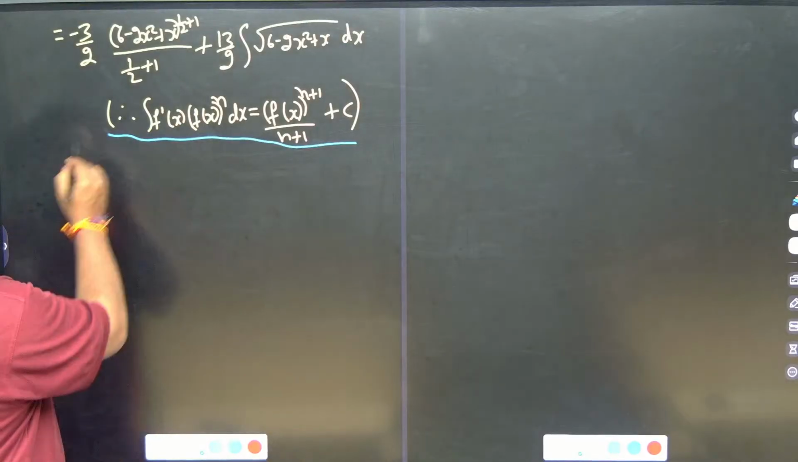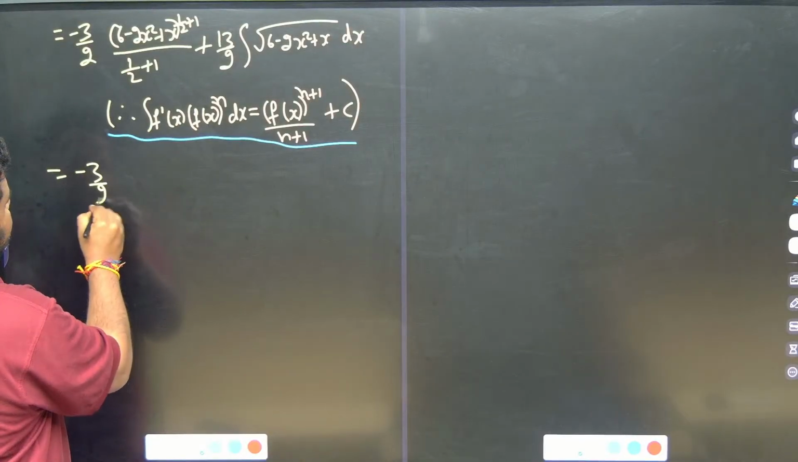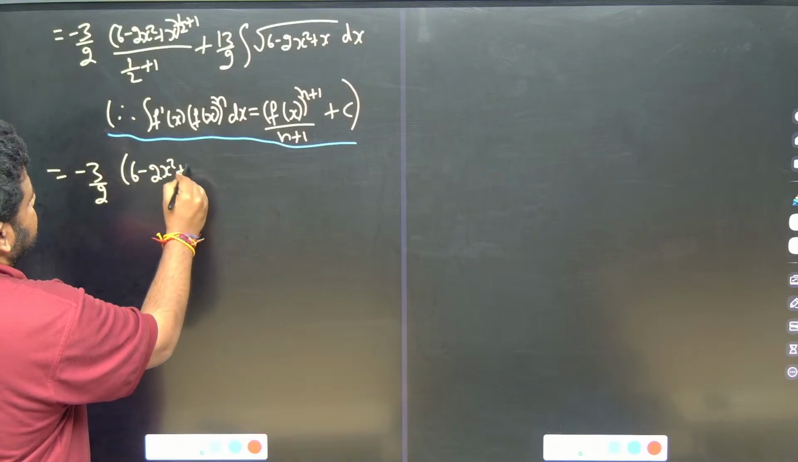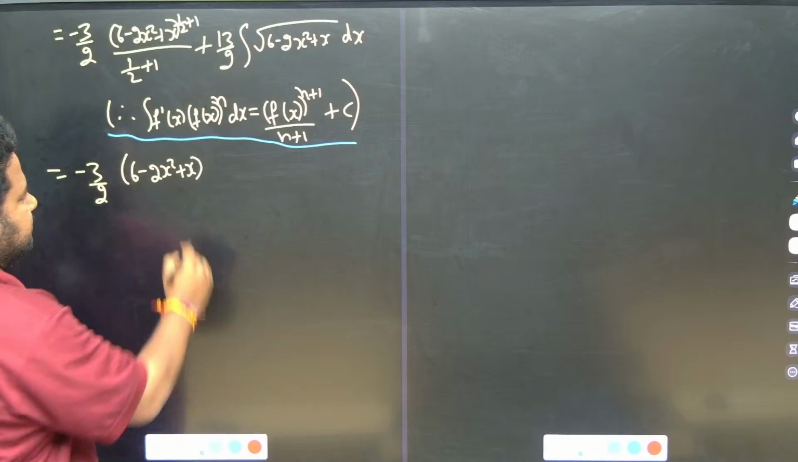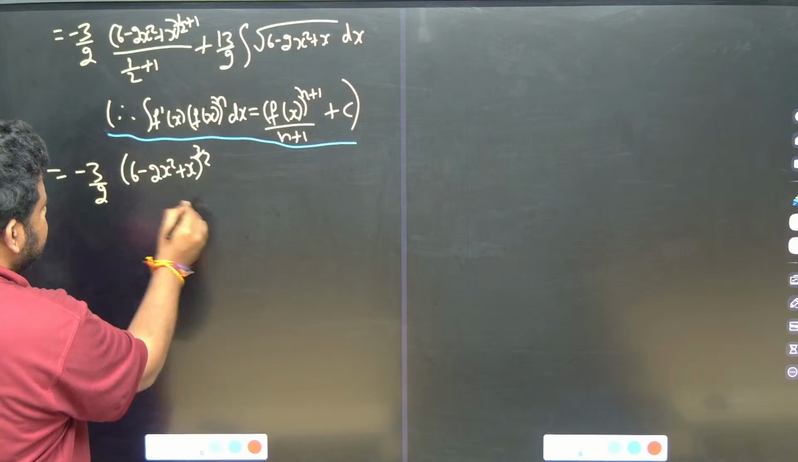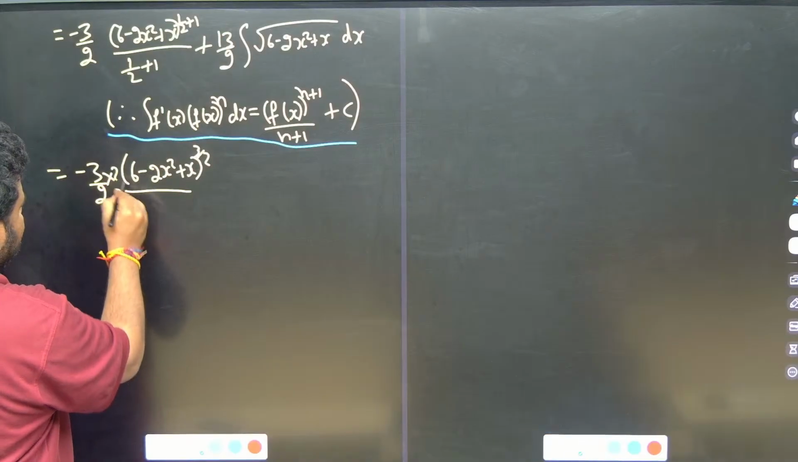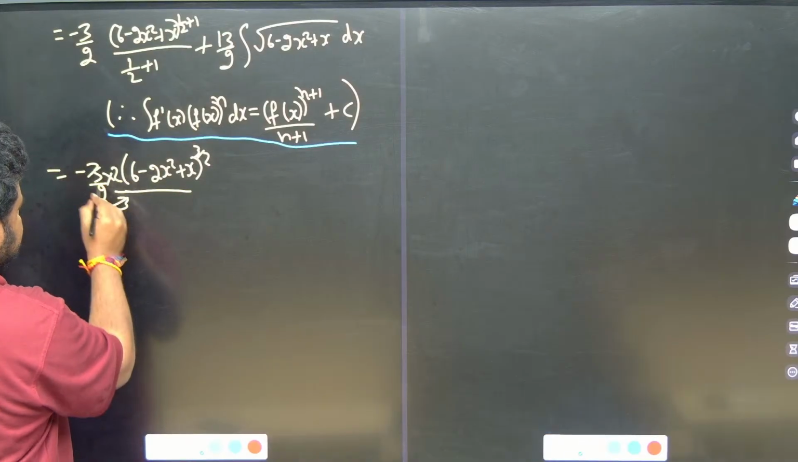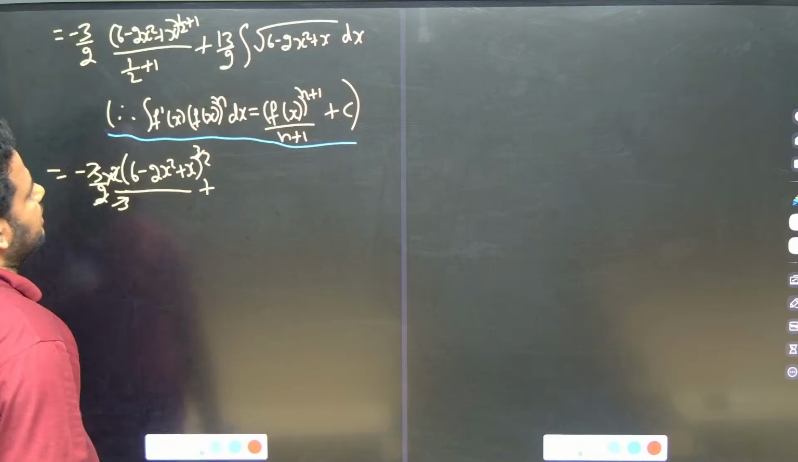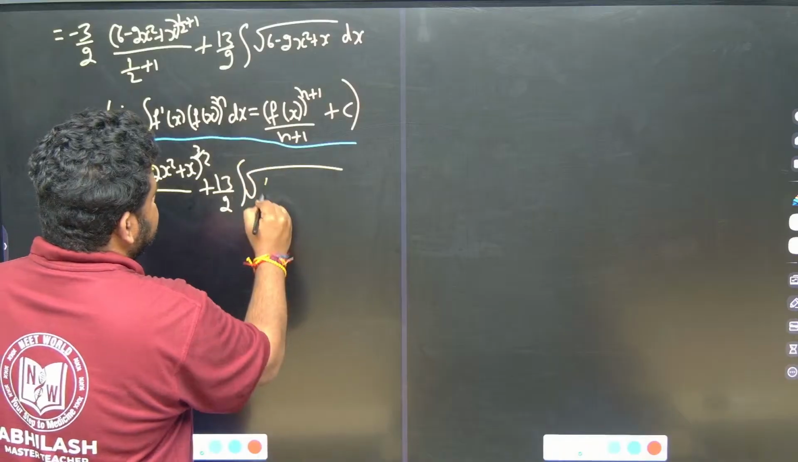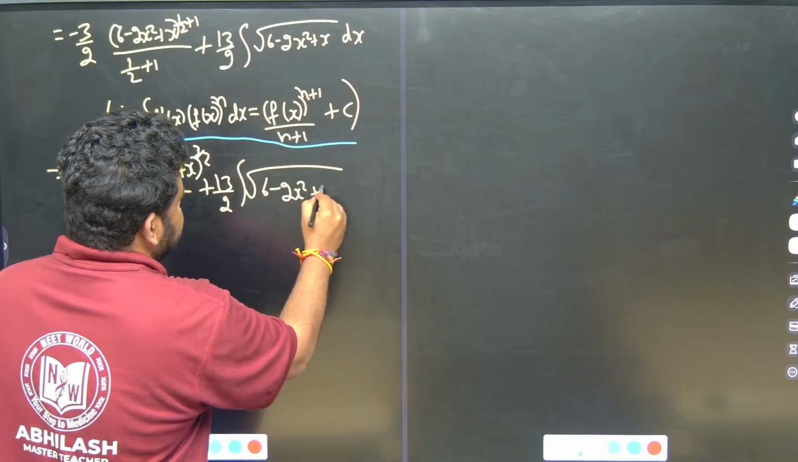Now this will become what? This will become minus 3 by 2 into 6 minus 2x square plus x. 1 by 2 plus 1 is nothing but equal to 3 by 2. So this will be divided by 3 by 2, which I can write as 2 by 3. 2 by 3 I can cancel, plus what do I have? 13 by 2 into integral of 6 minus 2x square plus x dx. This is what I have.